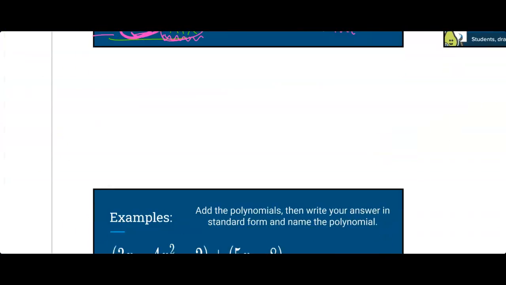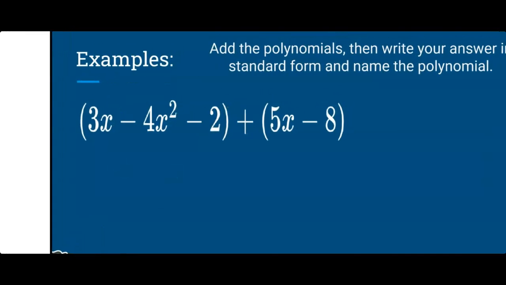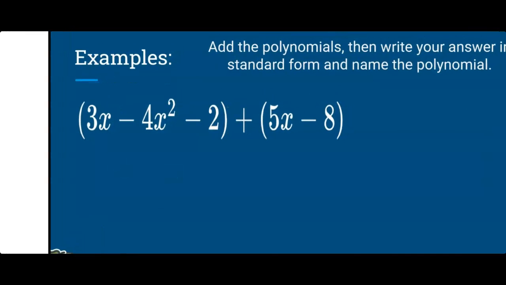One last example, and then we will call it a day. The thing we want to make sure we do is always write the first one. You could also write the second one. It does not matter, but I always write the first one. Then find your like terms. So I see that I have a 5x. So that needs to go with the 3x. And I have a negative 8, which needs to go with the negative 2.